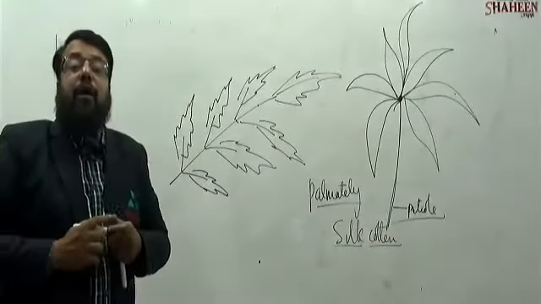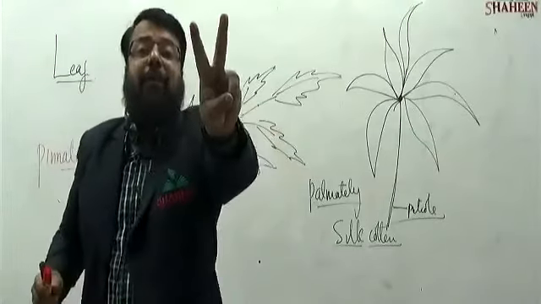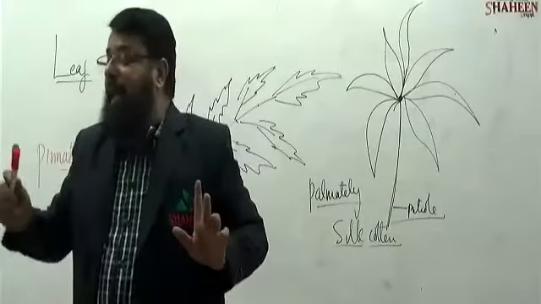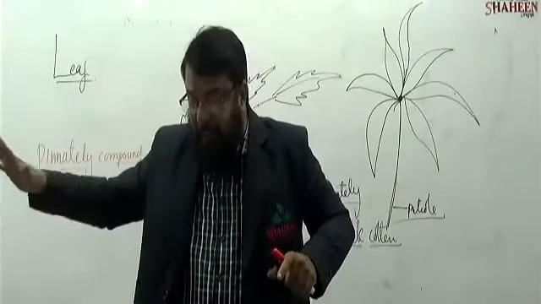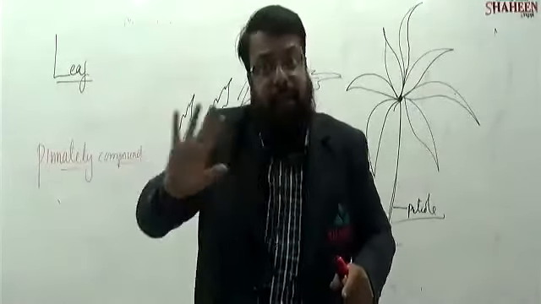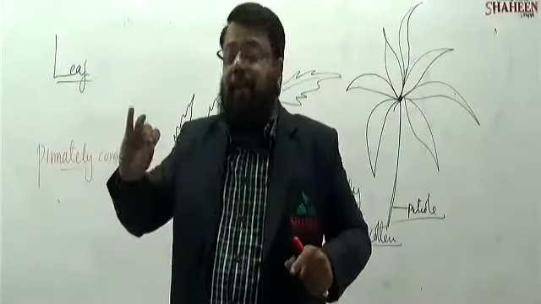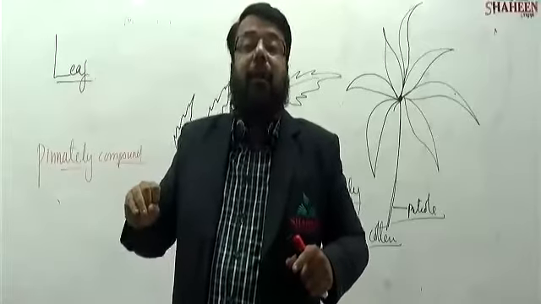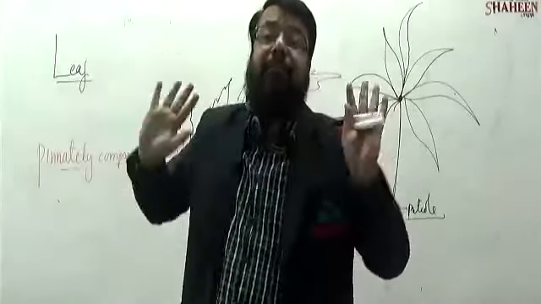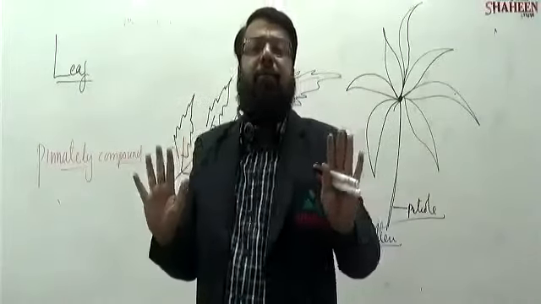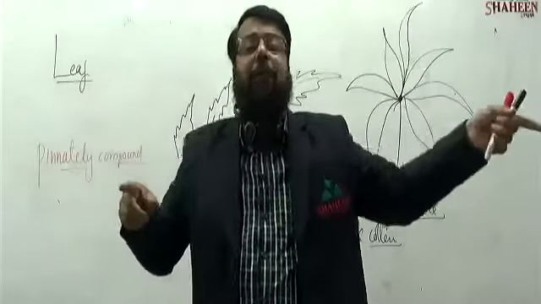Okay, so types of leaf. How many types of leaves are there? Two types: simple leaf and compound leaf. Do we have different types of simple leaf? We do, such as serrate margin, entire margin, petiolate, sessile, but that classification is not given. Don't worry about that. We have two types of leaf: one is simple leaf, another one is compound leaf.